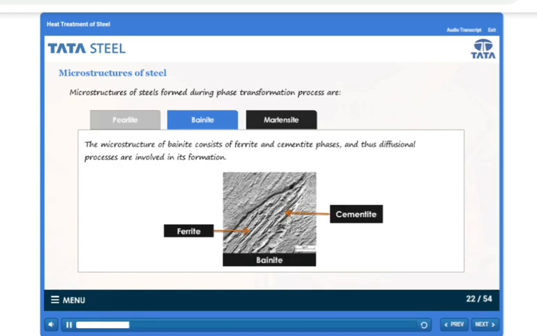Bainite. The microstructure of bainite consists of ferrite and cementite phases, and thus diffusional processes are involved in its formation.